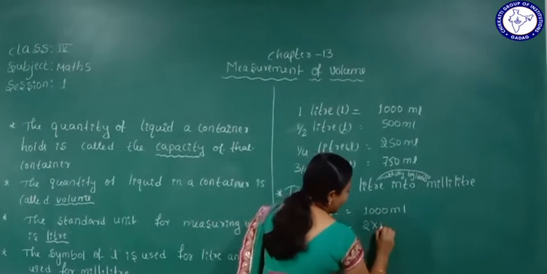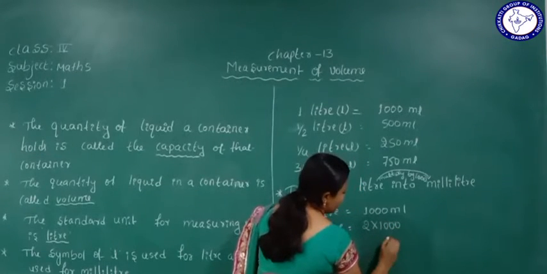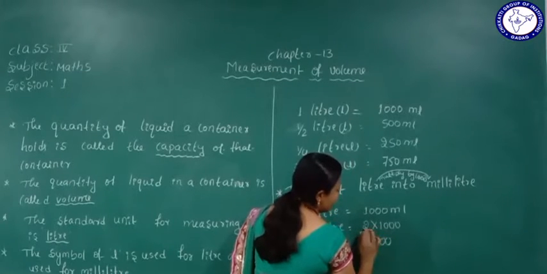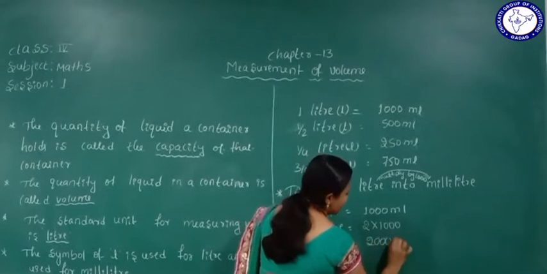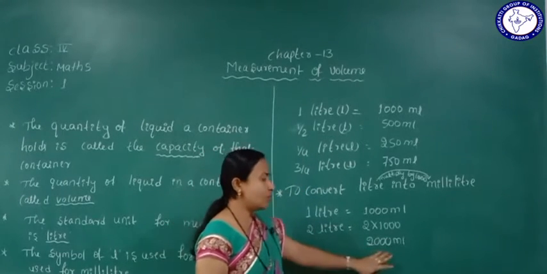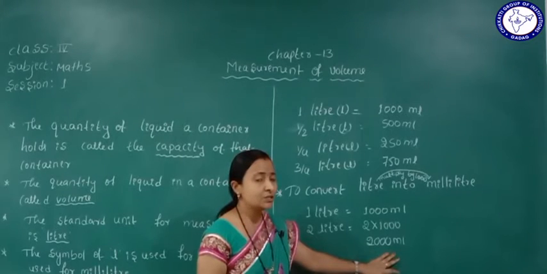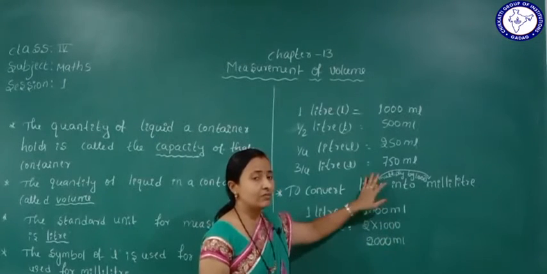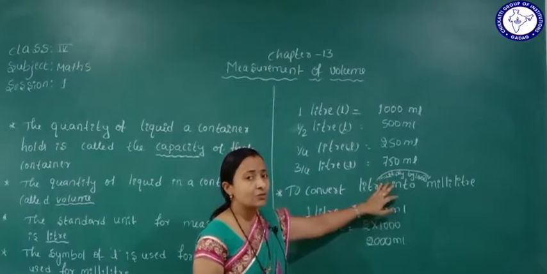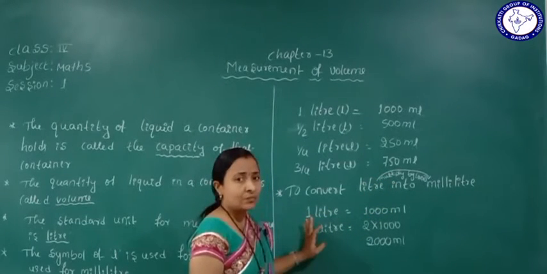So 1000. Here, 2 zeros are 0, 2 zeros are 0, 2 zeros are 0, 2 ones are 2. So here 2 liters we will be converting, how much can we get here? 2000 milliliters. Because what we did here is multiply the given volume by 1000.